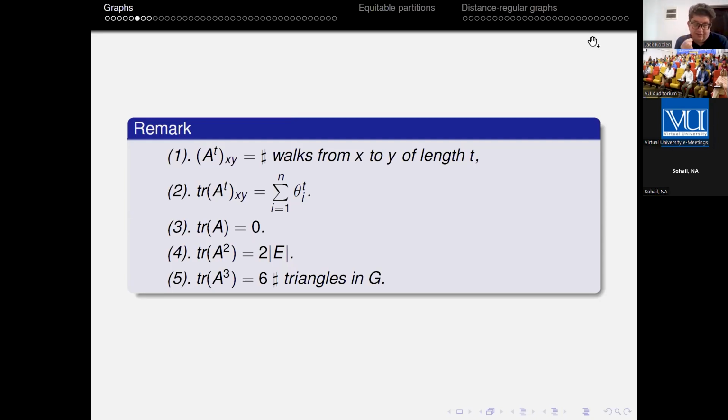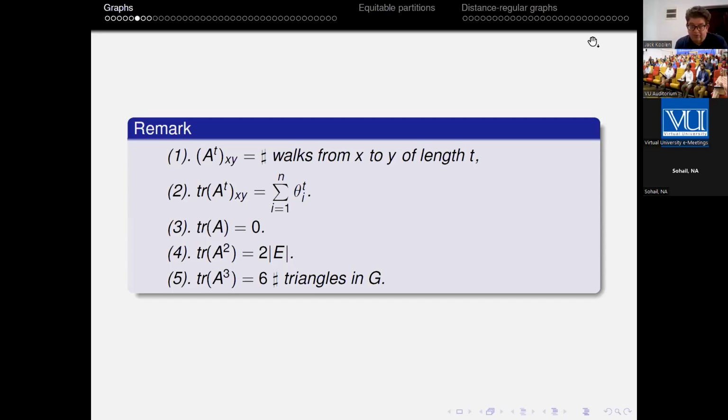And then, using the walk count, you see that the trace of A squared is 2 times the number of edges, because that's the sum of the degrees of the vertices. That's 2 times the number of edges, since every edge has 2 endpoints. In a similar way, you can see that the trace of A to the power 3 is 6 times the number of triangles in the graph. So you can see the number of edges and the number of triangles.